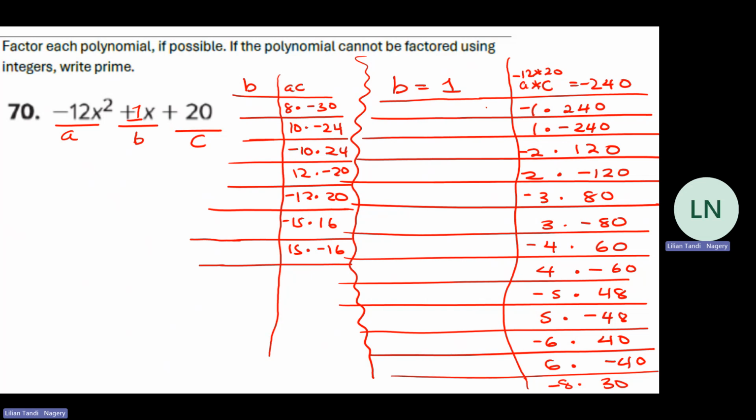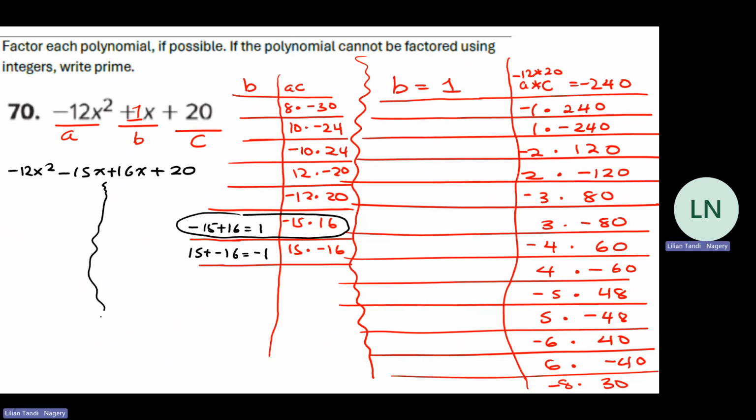Now, don't start adding from the beginning, start from the bottom, so you come to your answer quicker. Okay? What is 15 plus negative 16? That is negative 1. What is negative 15 plus 16? That is 1. Here is our answer. So we will write negative 12x squared minus 15x plus 16x plus 20.